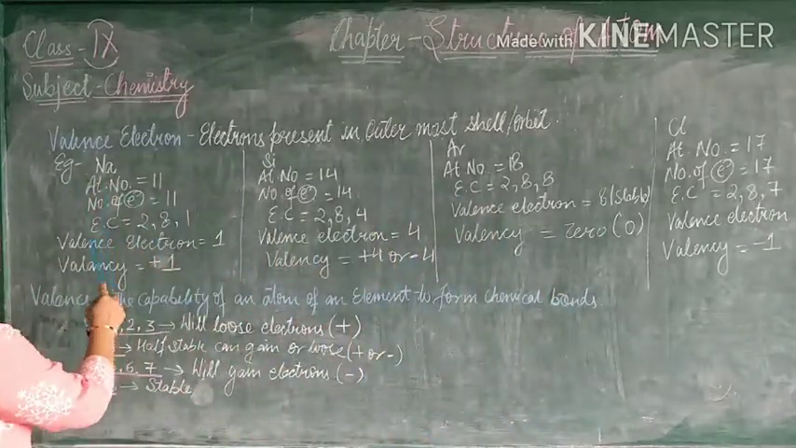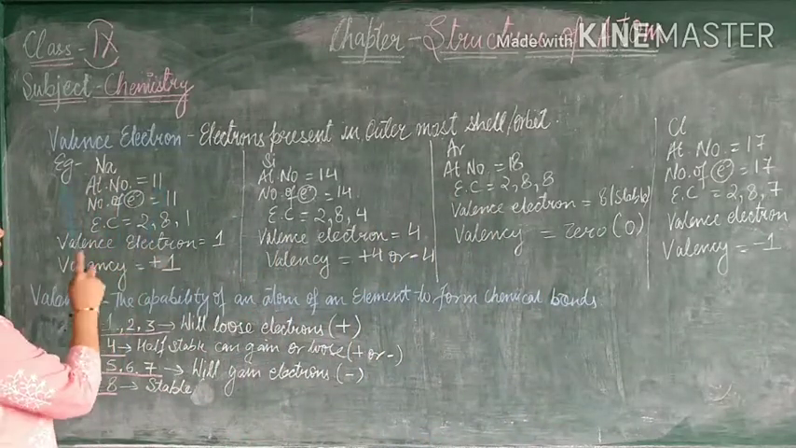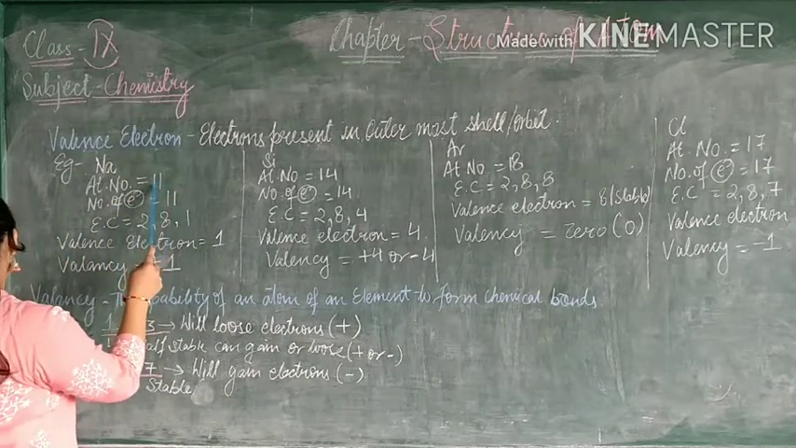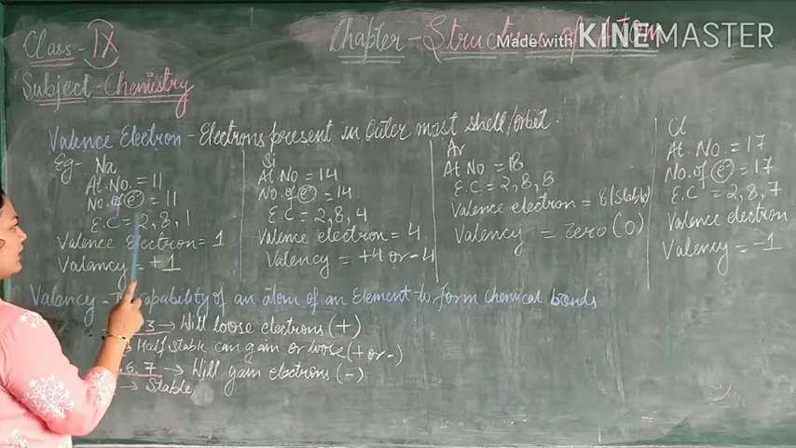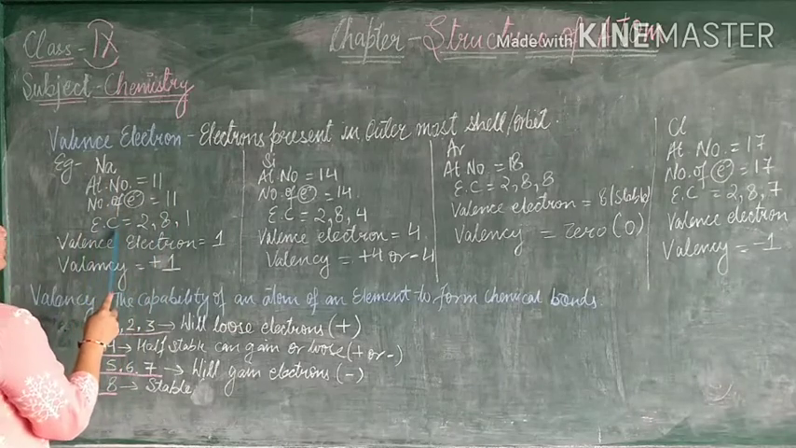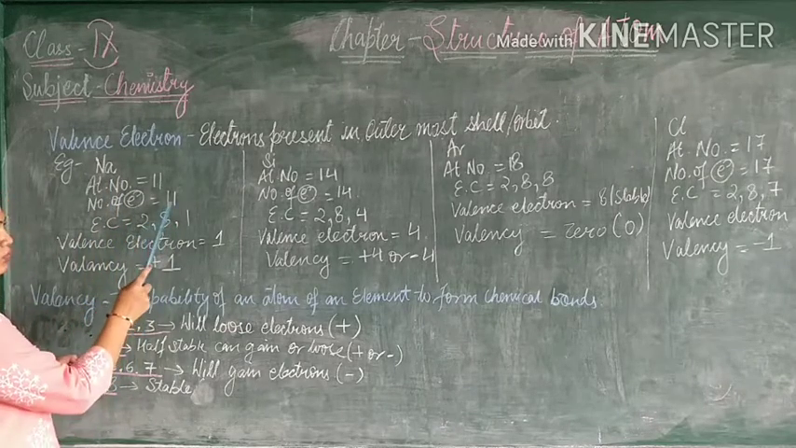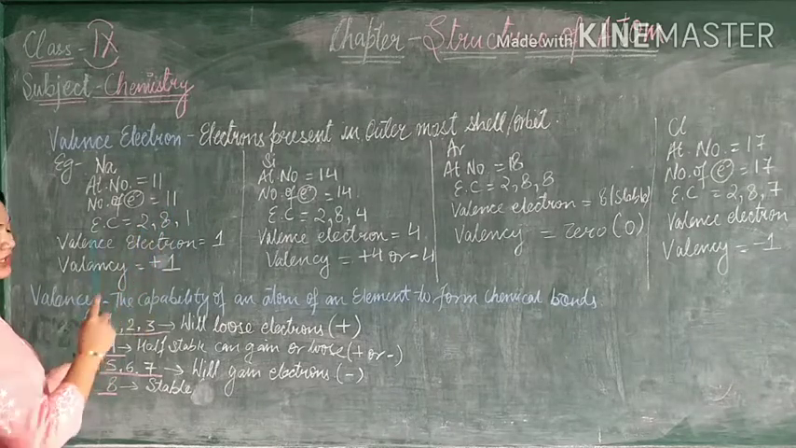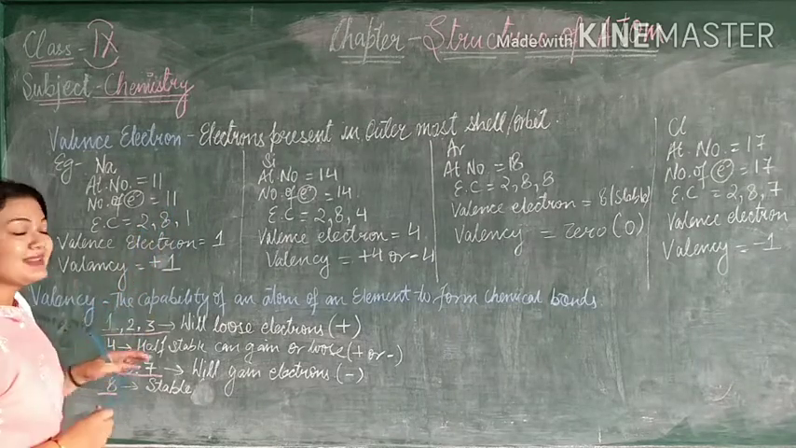Example, sodium. The atomic number of sodium is 11. The number of electrons is 11, obviously, because it is equal to the atomic number. The electronic configuration is 2, 8, 1: 2 in the first shell, 8 in the second, and 1 in the third. So now what is the valence electron?